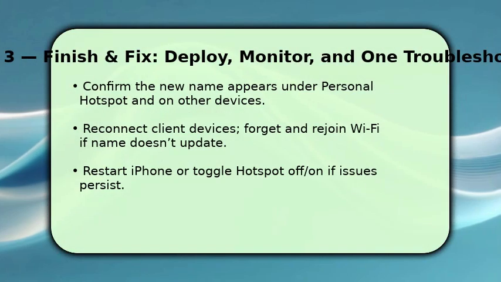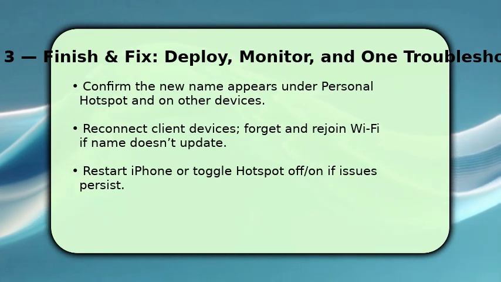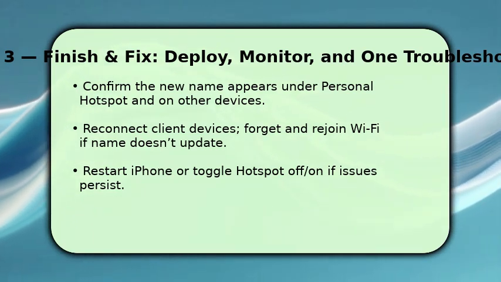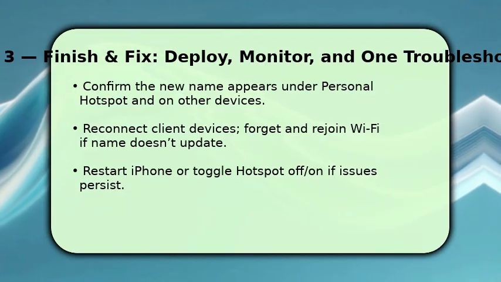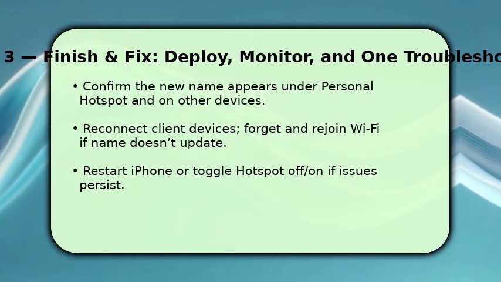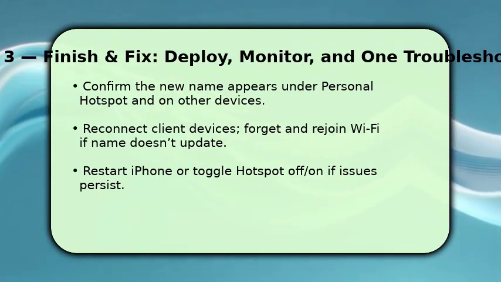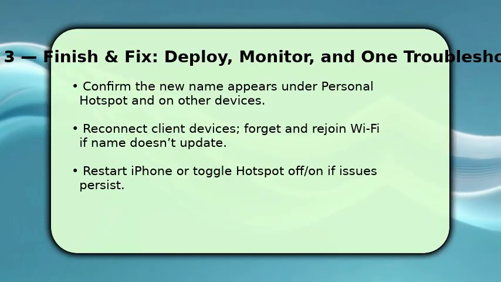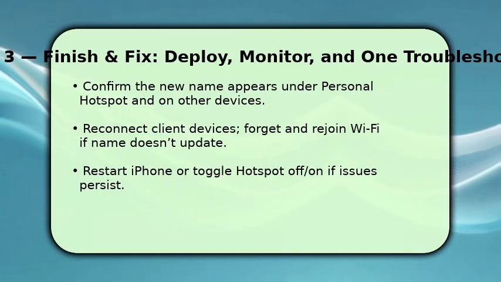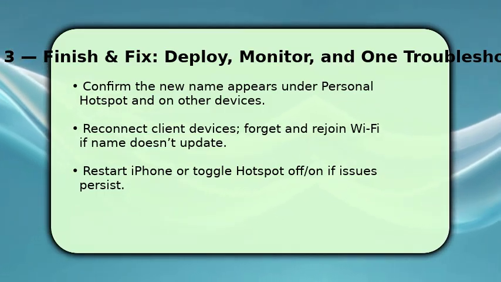Open Wi-Fi and look for the new hotspot name. If devices still show the old name, make sure you save the name change, then turn Personal Hotspot off and on. Sometimes a restart is required. If clients fail to connect, forget the network on the client device and rejoin with the password. This clears cached identifiers and forces the correct username to appear.